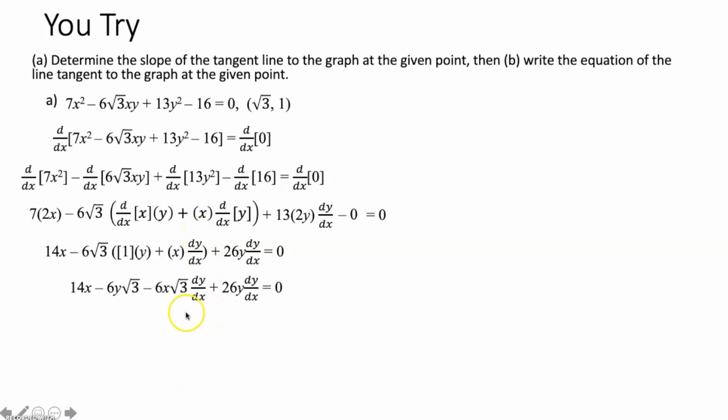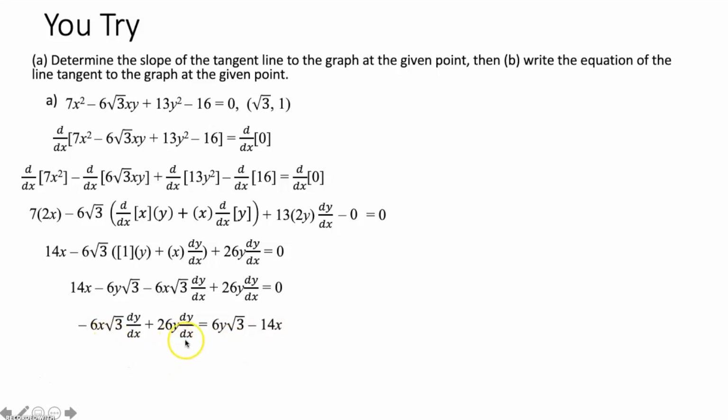Now that I've done that, I can finally move on to step 2 of implicit differentiation, which is to get all the terms with the dy/dx to one side of the equation by itself. So here I have 2 terms with the dy/dx. These 2 terms, 14x and negative 6y rad 3, they can go to the other side. So I'm going to subtract 14x from both sides, add 6y rad 3 to both sides, and I get this.